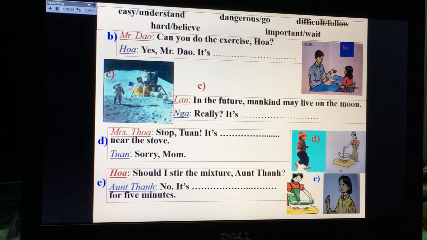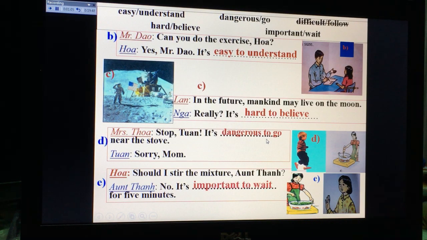Are you ready? 3, 2, 1. Now here is the answer. Conversation B, easy to understand. Conversation C, hard to believe. Conversation D, dangerous to go. And the last conversation, important to wait.